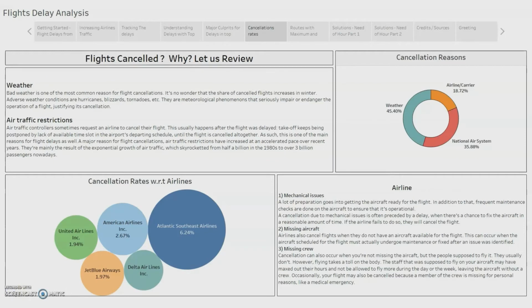Here's an overview of cancellation rates with respect to airlines. Here we can clearly see that Atlantic Southeast Airlines have the most cancelled flights, at 6.25%, followed by American Airlines at 3.67%, and then JetBlue Airways at 1.97%.